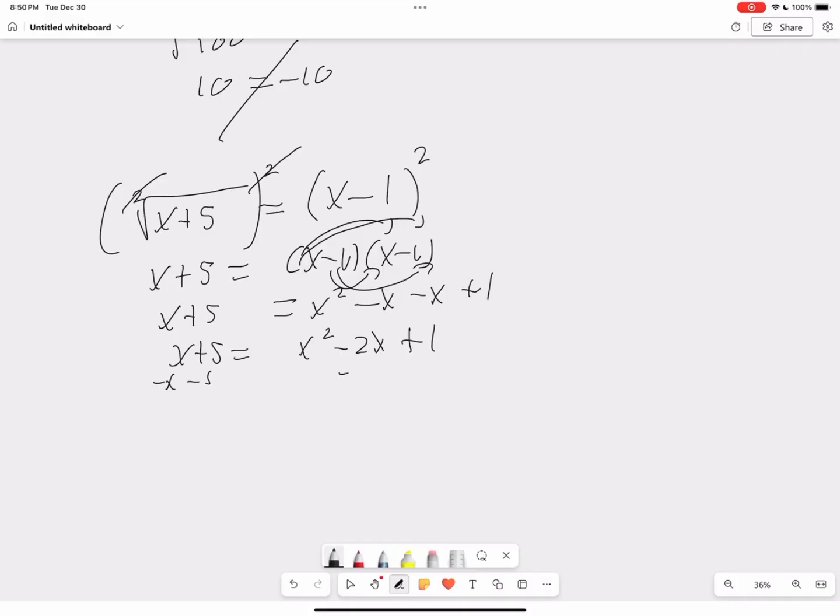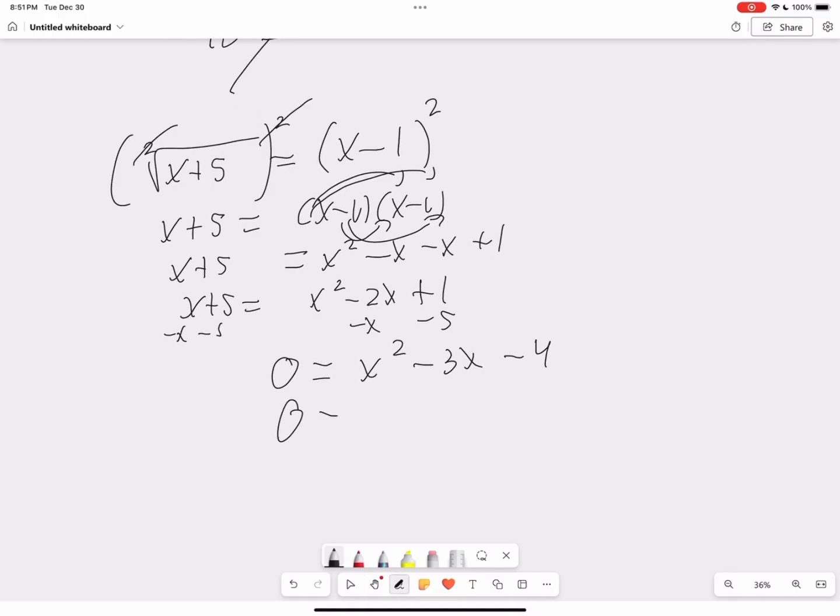So we're going to get minus x minus 5. So we're going to get 0 equals x squared minus 3x minus 4. So we're going to get, what times to negative 4 and adds to negative 3? So 0 equals x plus 1, x minus 4.